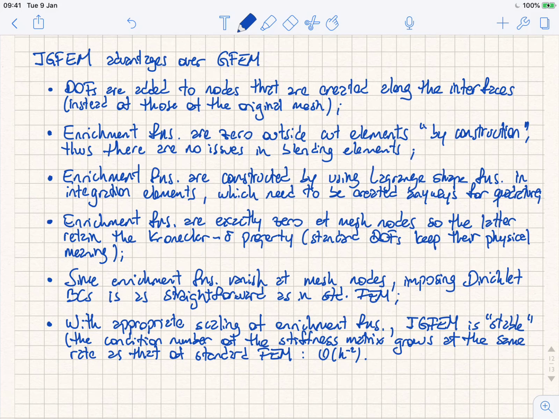Any other questions? Okay. All right, so we finished with IGFEM here, and in the next lecture what we're going to do is look at GFEM for fracture mechanics. Okay?